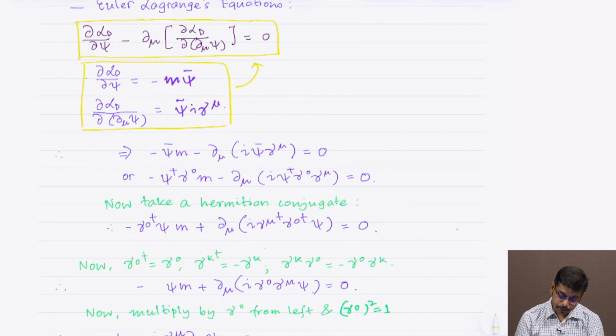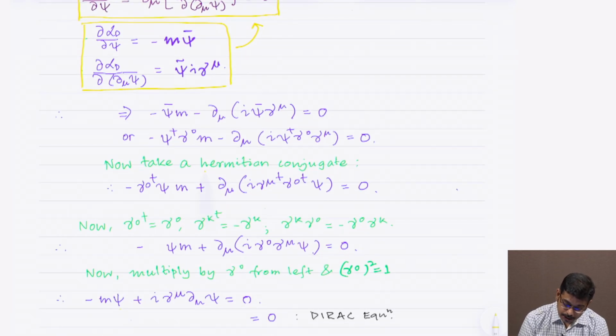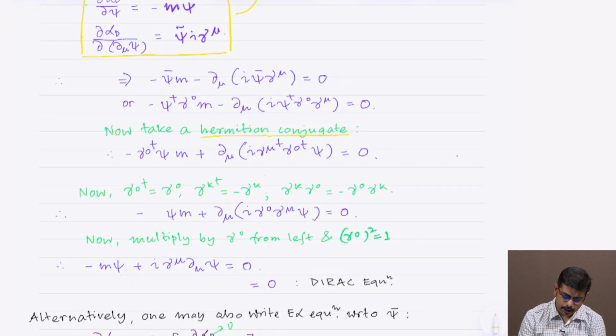Now what we are going to do is take a Hermitian conjugate. What does Hermitian conjugate mean? If you have A, I am going to take A dagger, the complex conjugate transpose. So that's usually the meaning of taking a Hermitian conjugate. So if I take a Hermitian conjugate of this psi dagger gamma 0, what will happen?